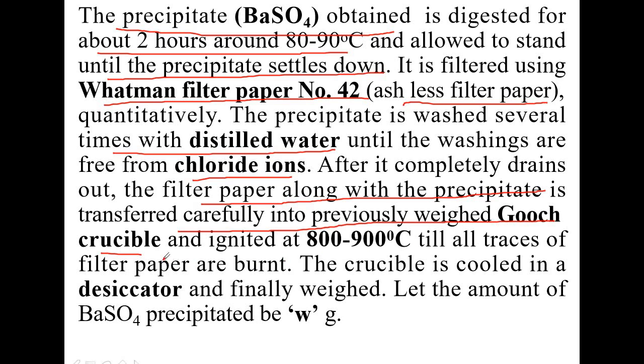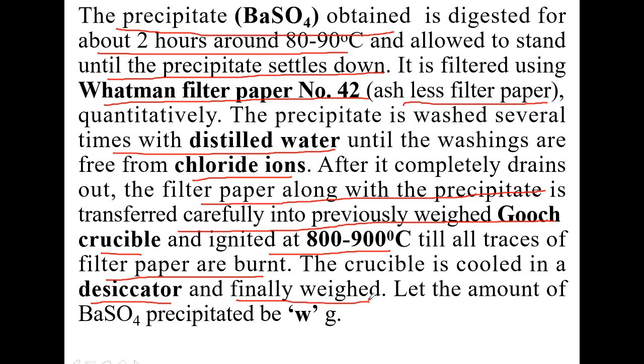This Gooch crucible is then ignited in a muffle furnace at around 800 to 900 degrees Celsius till all the traces of the filter paper are burnt. Either you can keep it in a muffle furnace or heat it electrically to that high temperature so that the filter paper is completely burnt. The crucible is then cooled in a desiccator. It is removed from the muffle furnace, kept in the open for some time, and then cooled perfectly in a desiccator, and it is finally weighed.